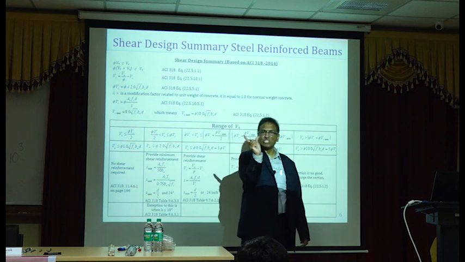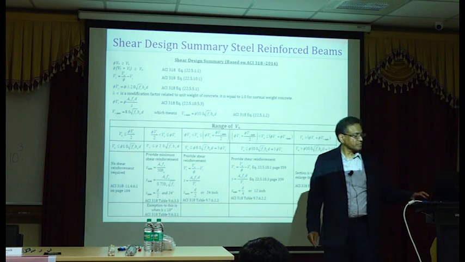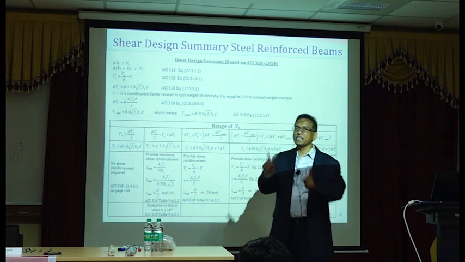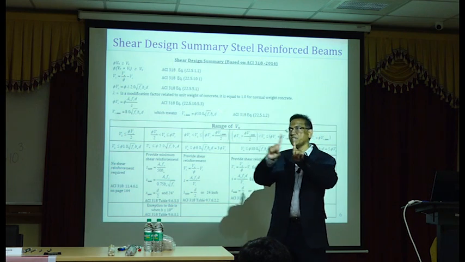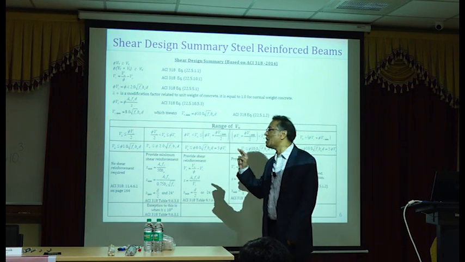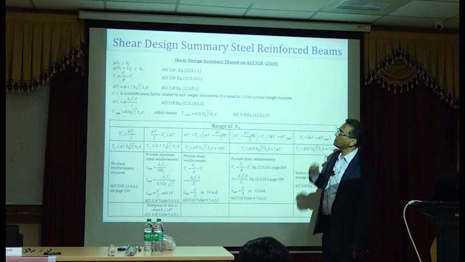S is the spacing of the stirrups. And in case of shear reinforcement, depending on the number of legs you have, shear area is the total area of all the legs. If you have 2 legs, it will be 2 times the area of bar. That's the shear area, A sub V. Okay, so that's your contribution from shear reinforcement.